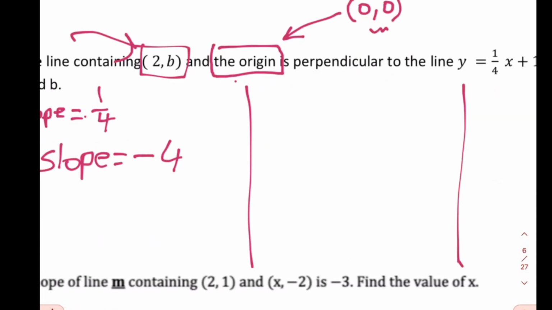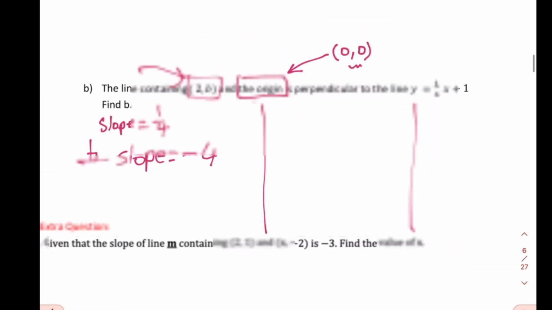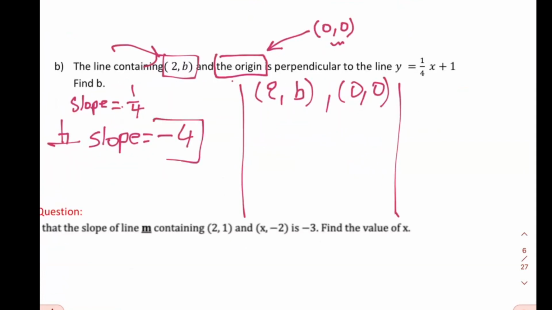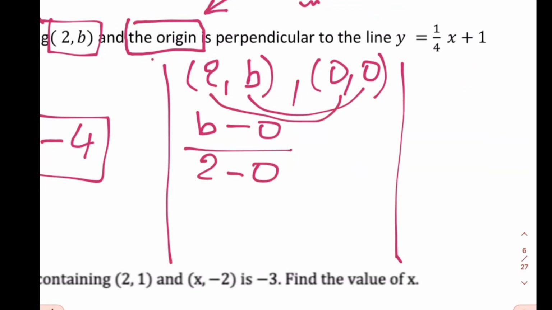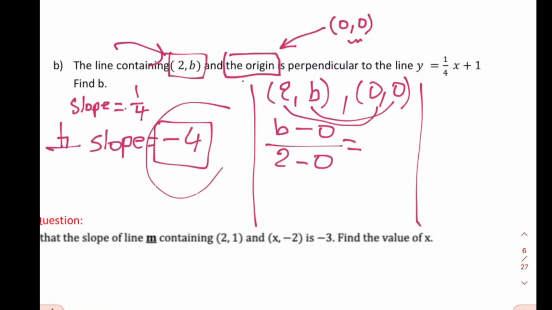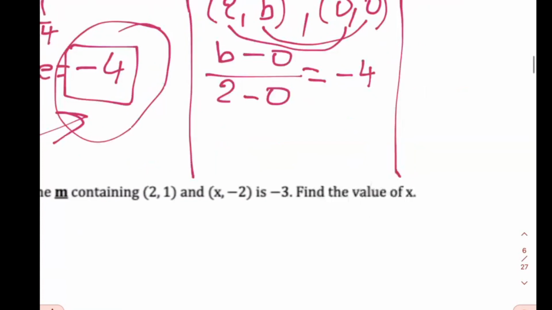Now, you have 2 points, (2, b) and (0, 0). So, the slope of this line should be equal to negative 4. When you calculate the slope from these 2 points, y2 minus y1, which is b minus 0, over x2 minus x1, which is 2 minus 0. This slope should be equal to the slope that we have found for the perpendicular, negative 4. After that, just simplify and solve. b minus 0 is b, 2 minus 0 is 2, equals negative 4.